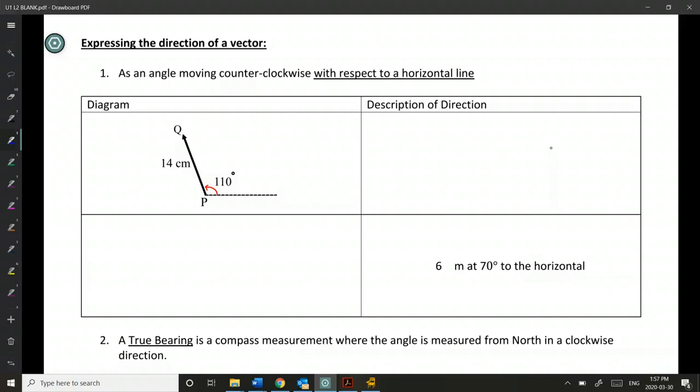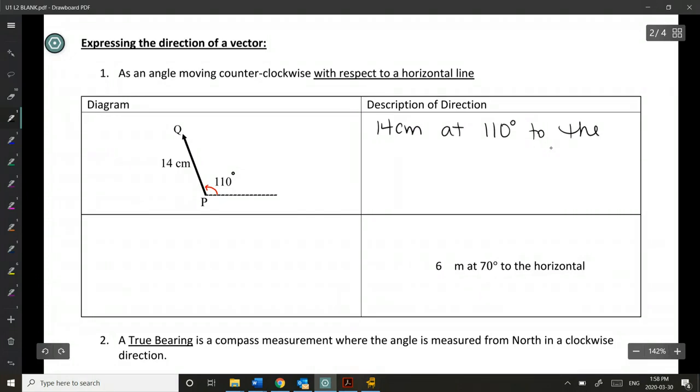There are a couple of ways that we can express the direction of a vector. I'm going to show you a couple of notations here. When we say with respect to the horizontal or from the horizontal, usually we're measuring the angle in a counterclockwise direction starting from a horizontal line. So for instance, this one we would say 14 centimeters at 110 degrees to the horizontal.